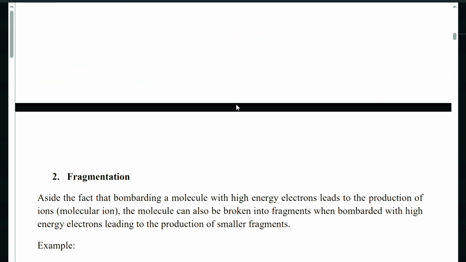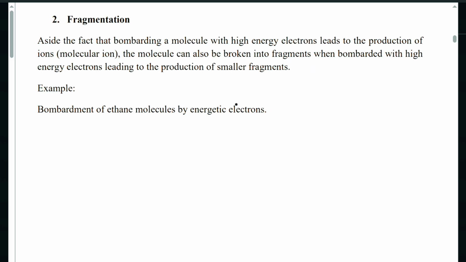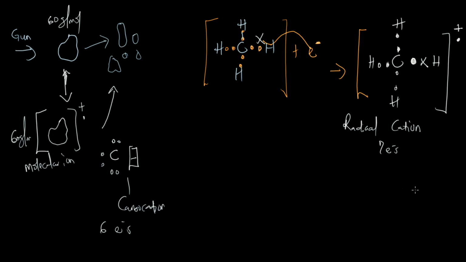So basically, another thing that takes place is fragmentation. Aside from the fact that bombarding a molecule with high energy electrons leads to the production of ions, the molecule can also be broken into fragments when bombarded with high energy electrons. So let's see the bombardment of ethane with high energy electrons.